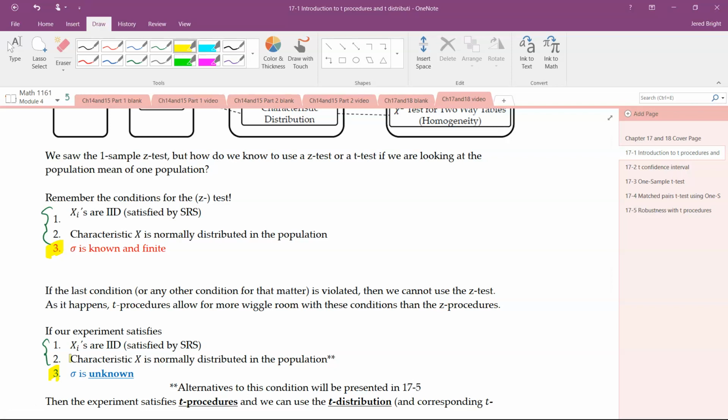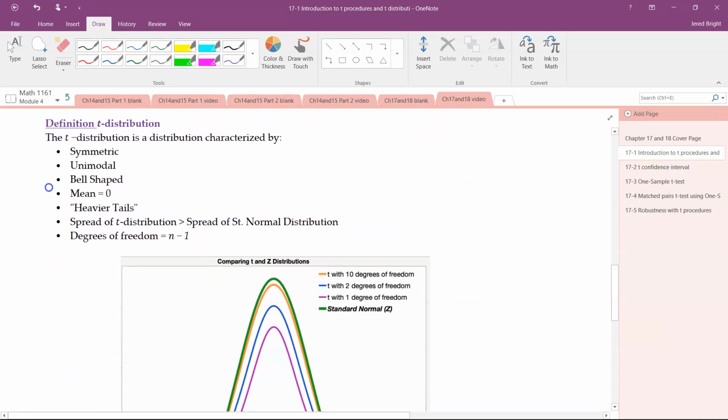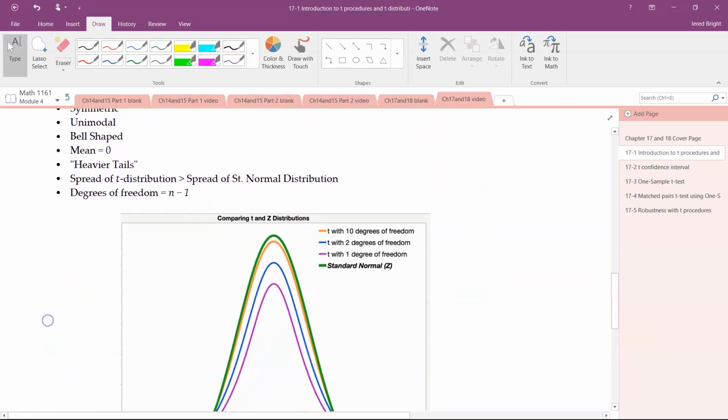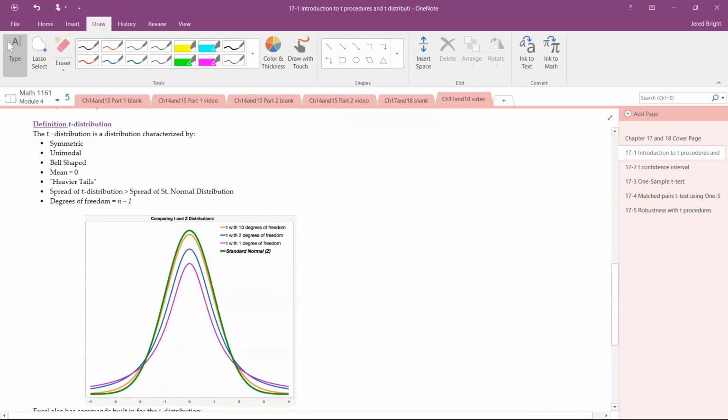And when we use the t procedures, that actually changes the distribution, and that's a common thing in statistics. When we change the test or the procedures we're going to be using, we end up changing the distribution. So the z-test corresponded to the standard normal distribution, right? Because we had z-scores and went on with our life there. When we look at t procedures, that follows the t distribution. And so you're going to see that it has some characteristics that are very similar to the standard normal distribution, the z distribution. It's still symmetric, unimodal, bell-shaped.